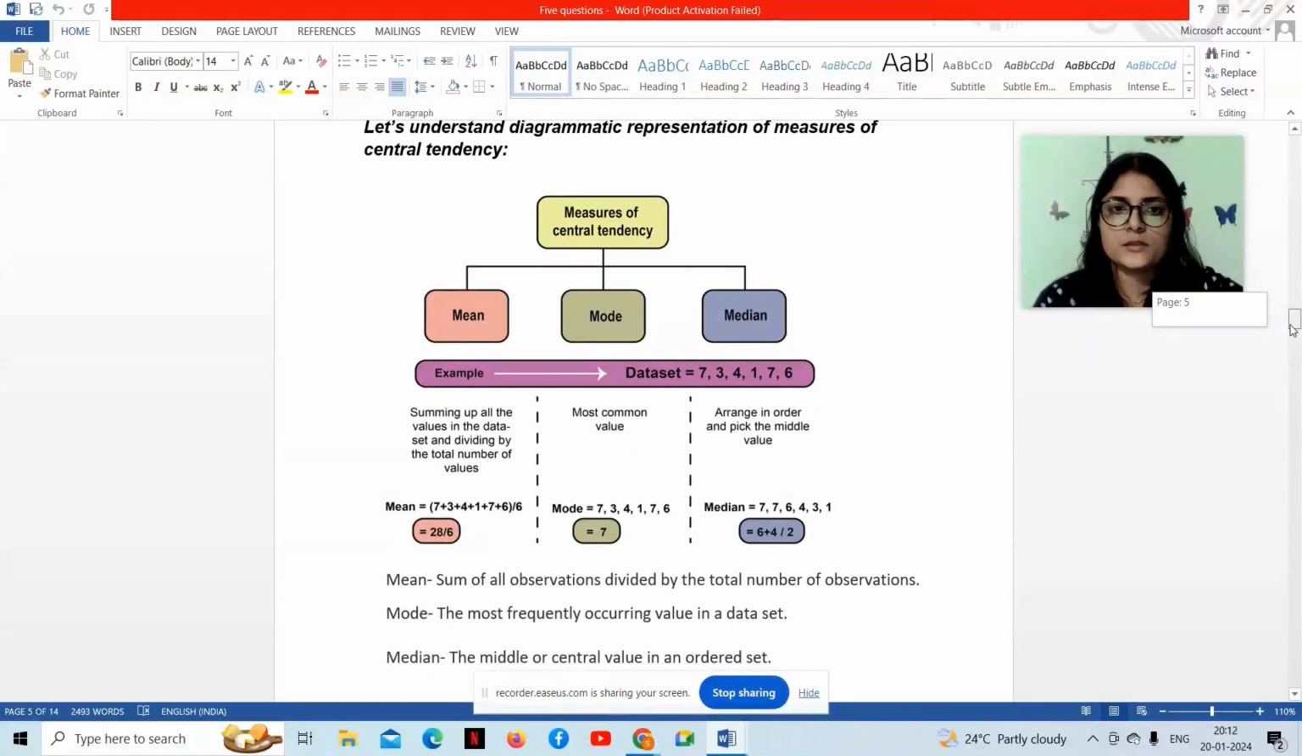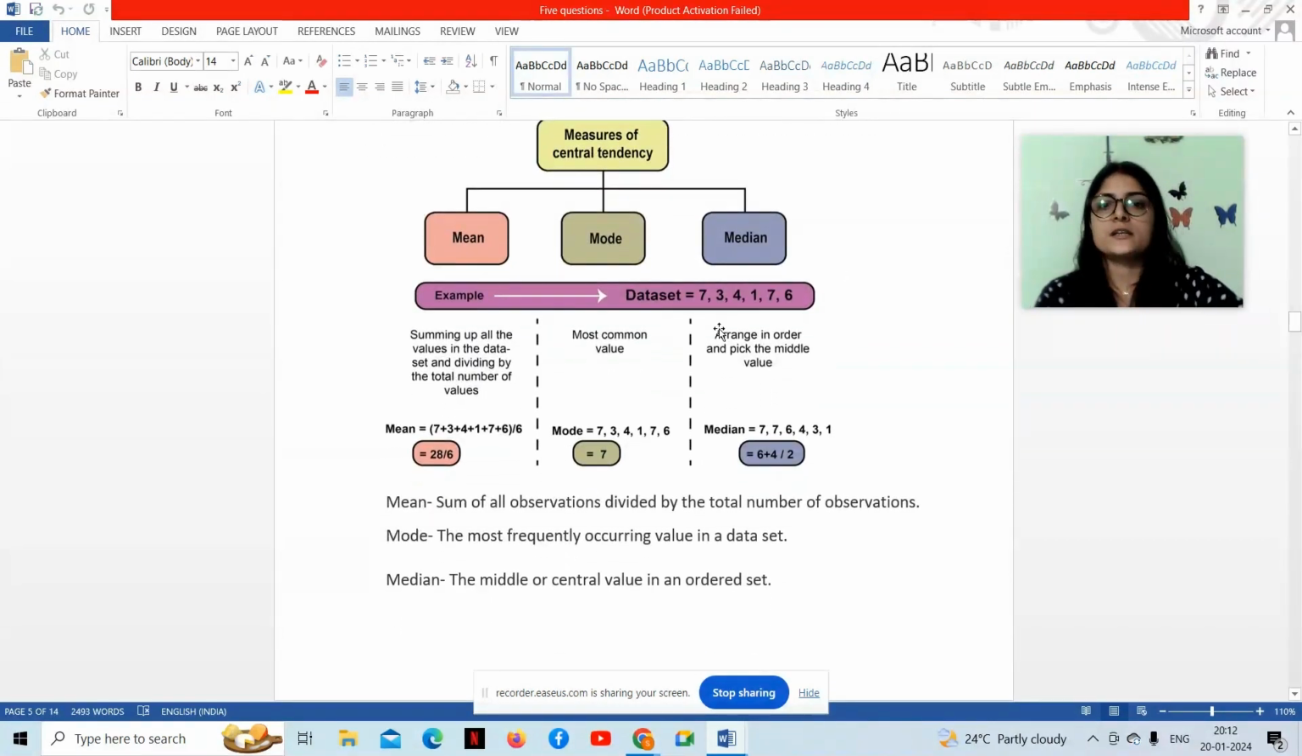Let's understand with the help of a diagrammatic representation of measures of central tendency. So, mean, mode, median, right? What is the mean? As we have the data set 7, 3, 4, 1, 7, 6, if we want to calculate the mean, how will we calculate it? Basically, we will sum up all the values in the data set and divide by the number of total values.